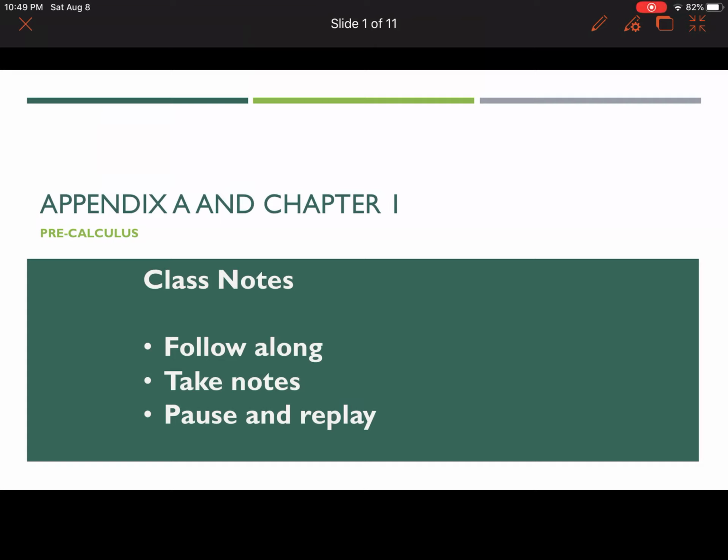Okay, so let's get started in Appendix 6, which is a review of how to solve equations, specifically quadratic equations.